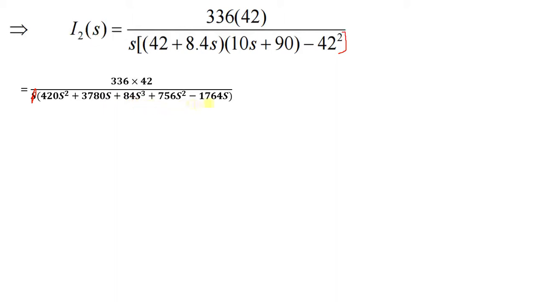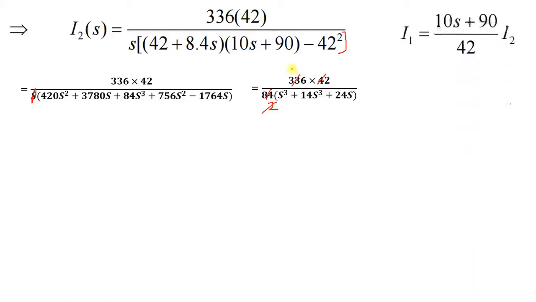square minus 1764 s. Okay, now you take 84 outside and you should simplify the equation. It should look like this. Now you simplify this one for 42 and you simplify this 2. So you simplify this value, which is equal to around 168 divided by s cube plus 14s square plus 24s.